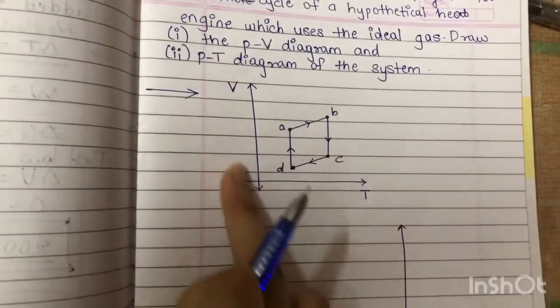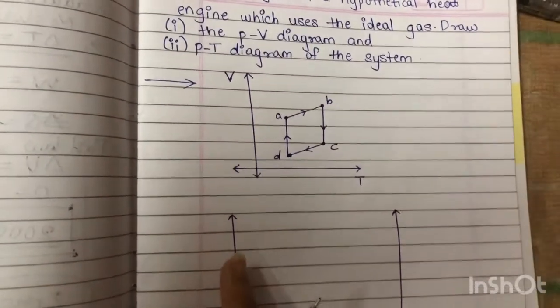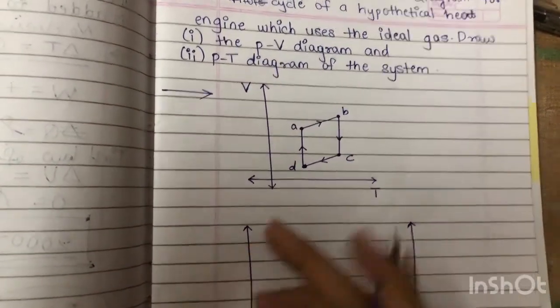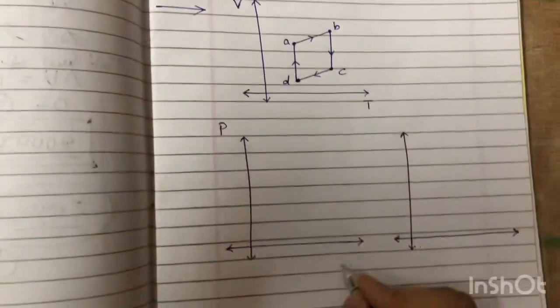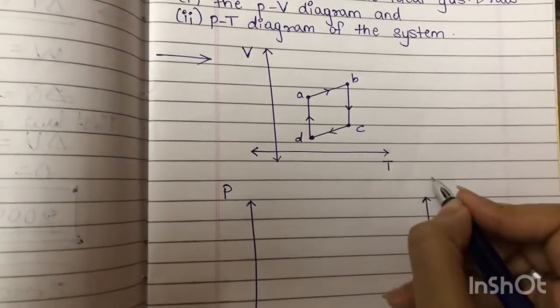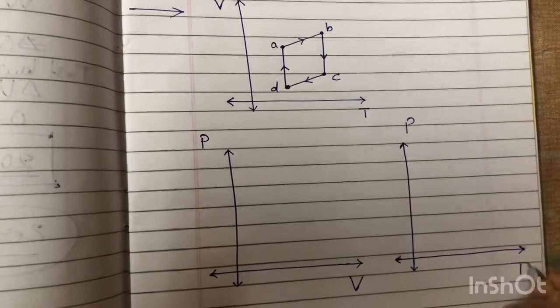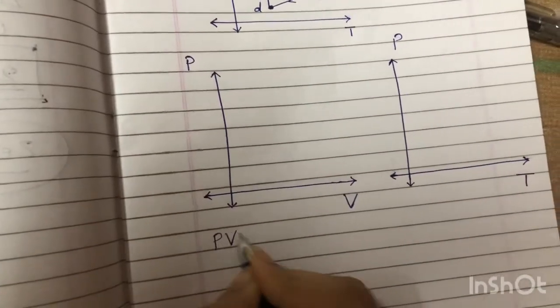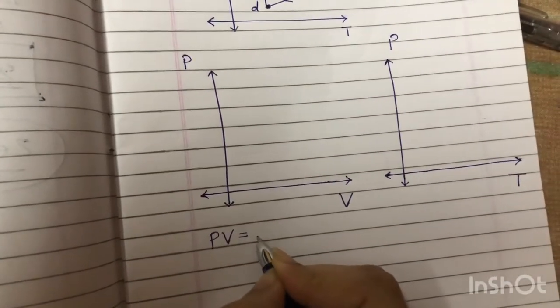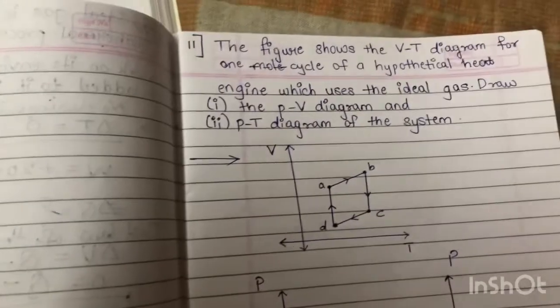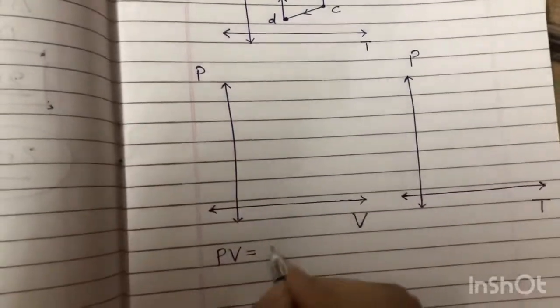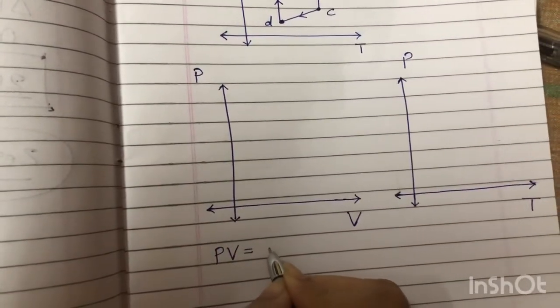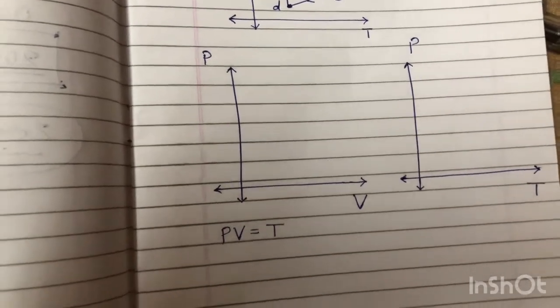So studying this graph which is given to us, we will draw these two graphs. One is pressure versus volume and the next one is pressure versus temperature. As the heat engine is using an ideal gas, we will use this equation, that is PV = nRT. Now here, instead of nR and T, I'll just write T.